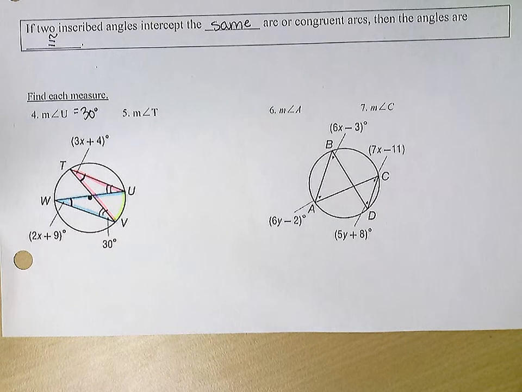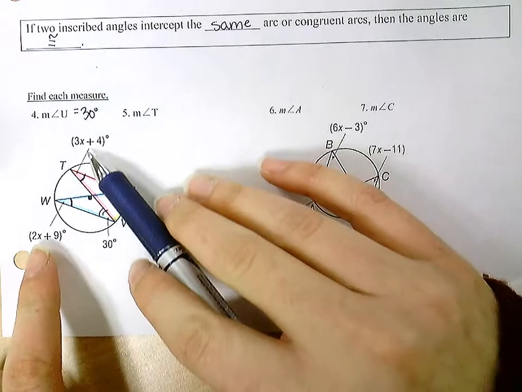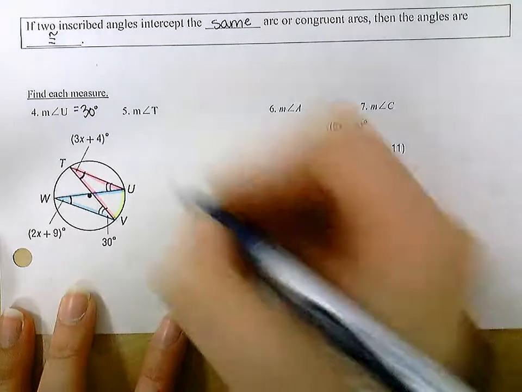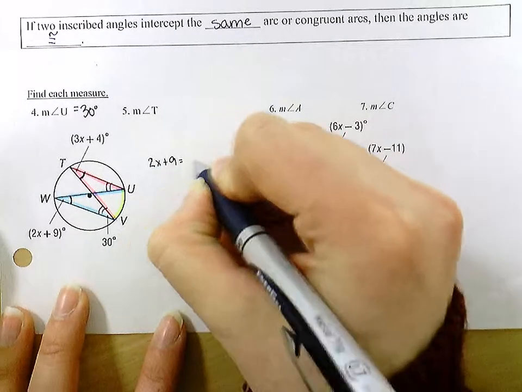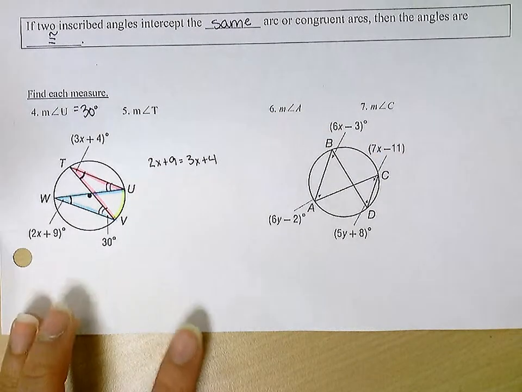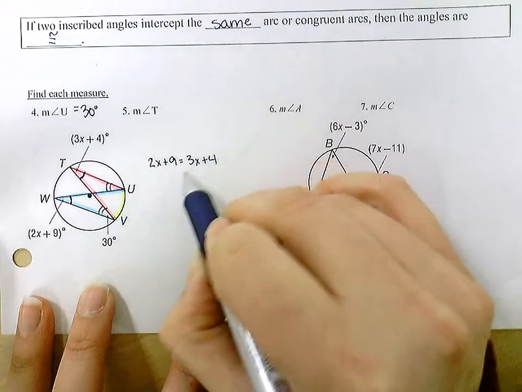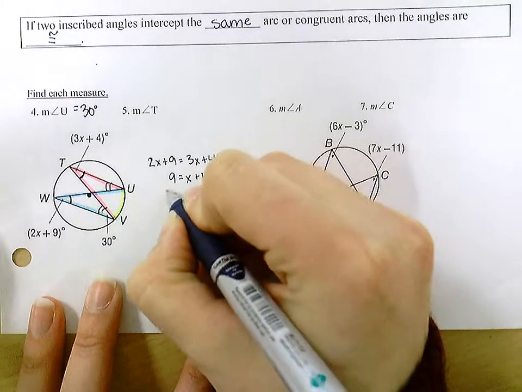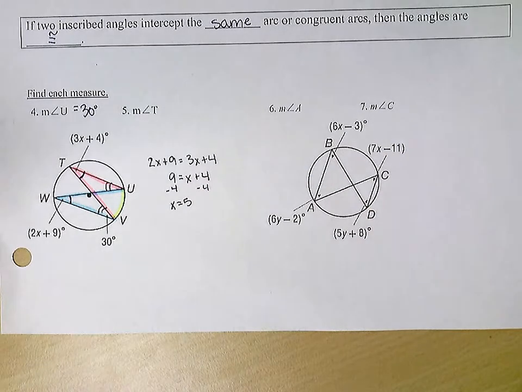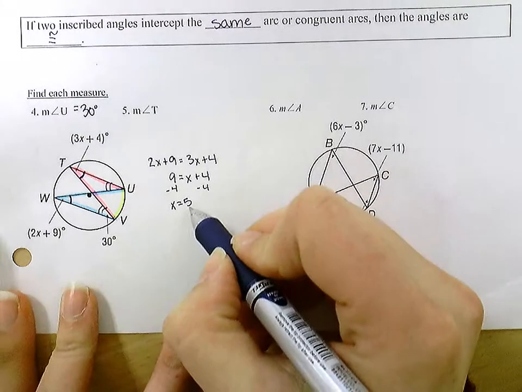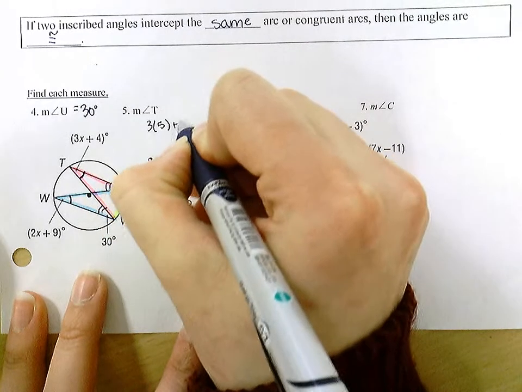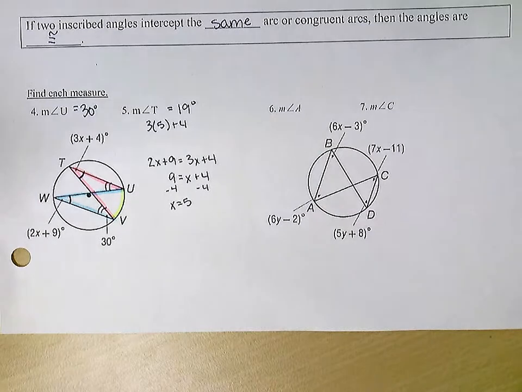Okay, then I want to find the measure of angle T. To find the measure of angle T, first I want to find what x is. They are equal to each other since I labeled those as congruent. So we have 2x plus 9 equals 3x plus 4. Subtract 2x. Subtract 4. So x is equal to 5, but I do want to still find the measure of angle T. So you plug in 5 for x. So we have 3 times 5 plus 4, and that is 19 degrees.